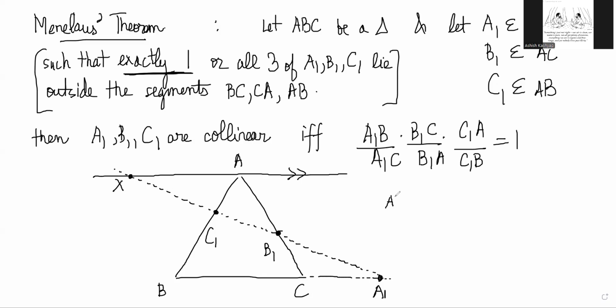I can say triangle AXB1 is going to be similar to triangle A1B1C, right? Similarly, I can say triangle AC1X is similar to triangle BC1A1, right? Sir, one minute, wait.